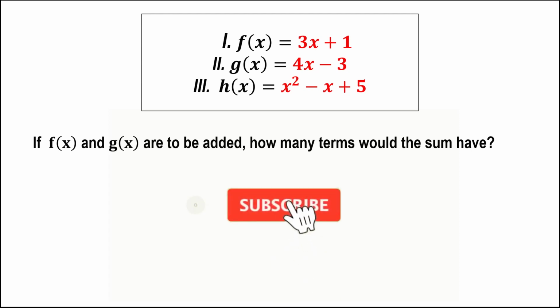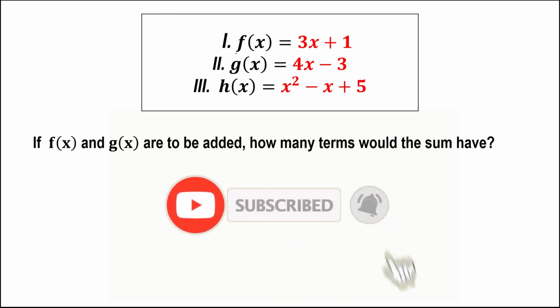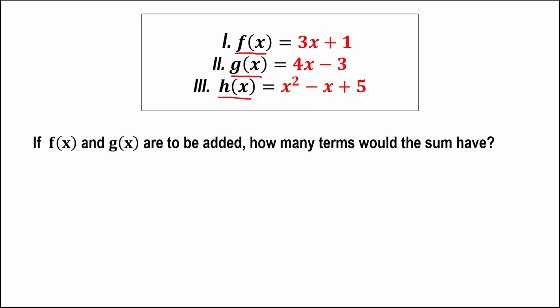So let's solve this problem. Given f of x, g of x, and h of x, if f of x and g of x are to be added, how many terms would the sum have?